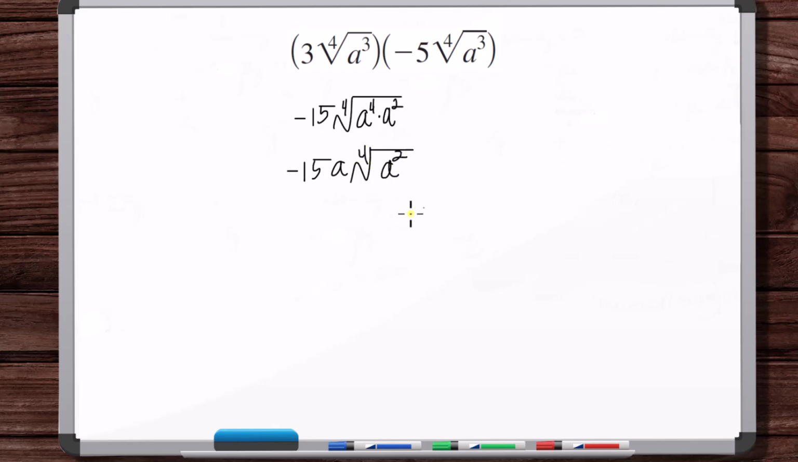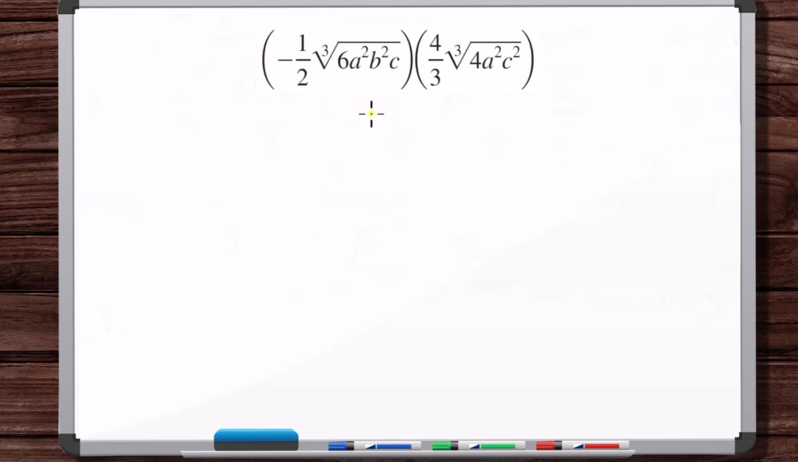Okay, but we're not done because 2 is divisible by 4. So we can see that if we write this in exponent form, we can simplify. So what we're left with is, and there we go. Minus 1/2 times 4/3 is going to be minus 2/3. Okay, and now we can multiply these two radicands. So 6 times 4 is 24. Then a to the 4th, b squared, c cubed. It's an odd index, so we don't have to think about absolute values.